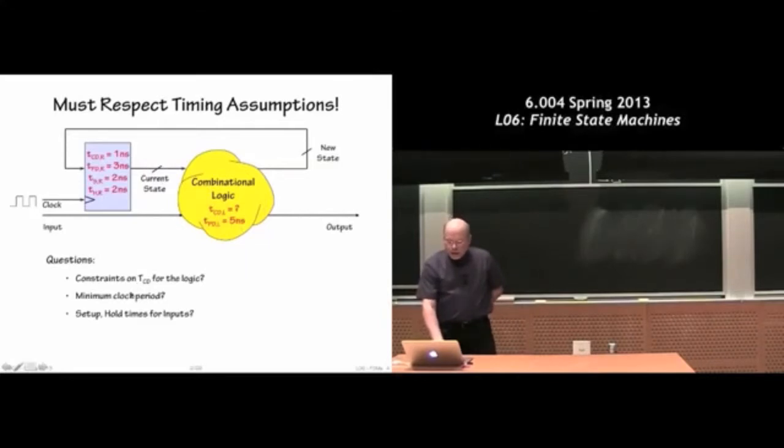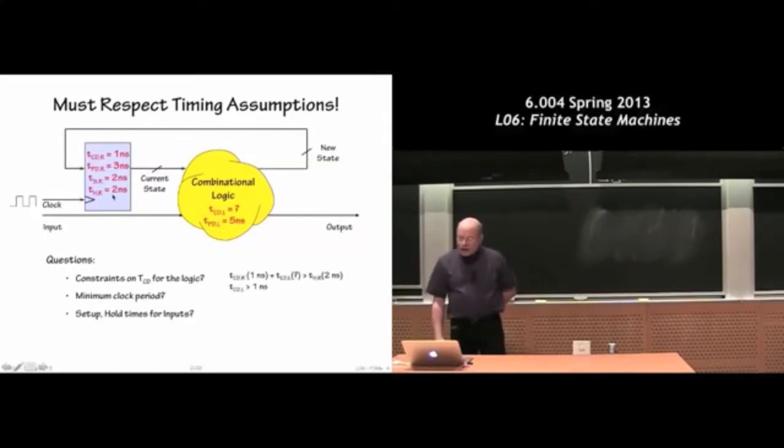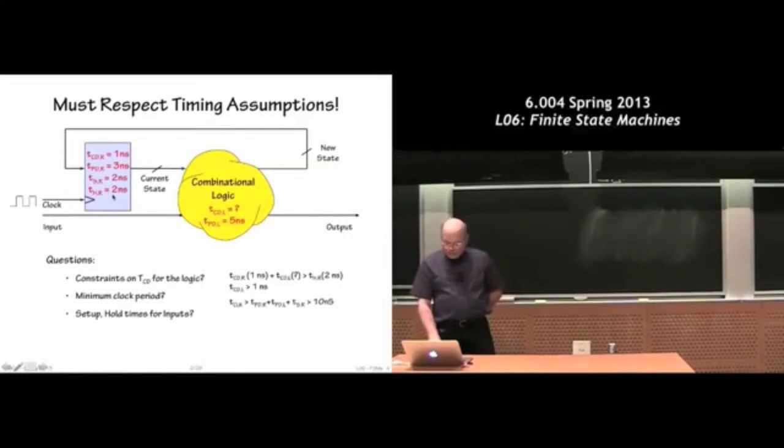So in this particular case, let's answer this question. Constraints on TCD for the logic? Well, we do have this problem: we need the sum of the contamination delays, so 1 plus question mark, has to be bigger than the hold time, which is 2. So 1 plus question mark has to be greater than or equal to 2, suggesting that the question mark has to be at least greater than 1.